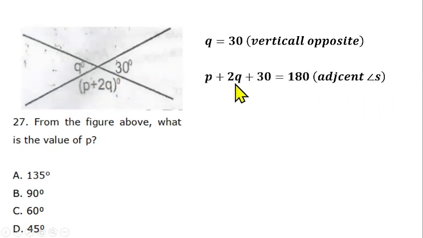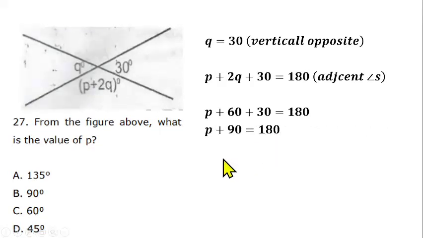So P plus 2Q plus 30 equals 180 degrees, adjacent angles or angles on a straight line. Our Q is 30, so we have P plus 2 times 30, which gives us 60, plus 30 equals 180 degrees. So 60 plus 30 gives us 90. So P will now be 180 minus 90, and that should give us P to be 90 degrees as well, which is option B for question number 27.